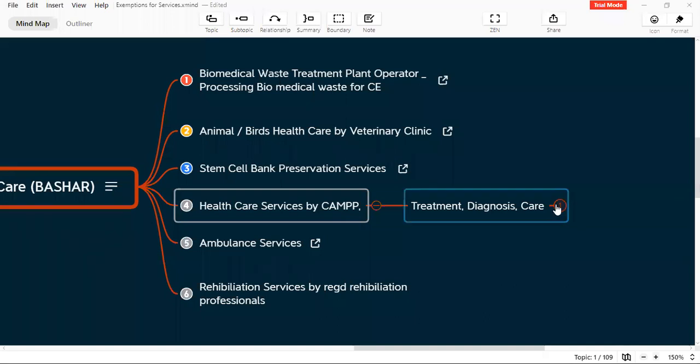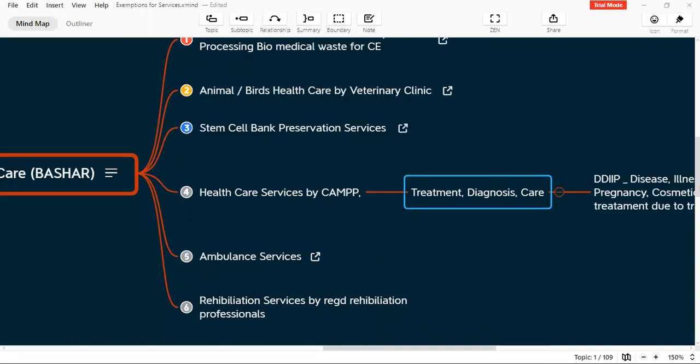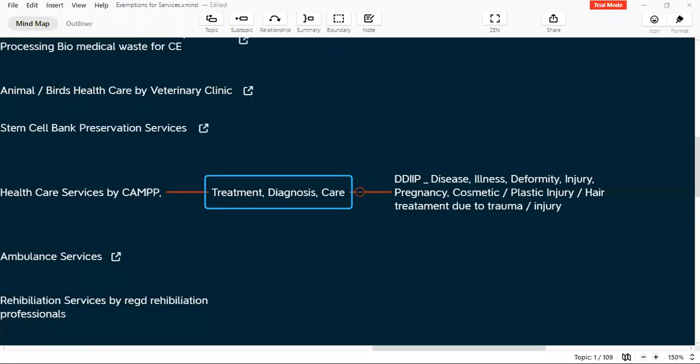So that is also important. And one more thing is what, specifically, they are covering. What type of diseases are covered? Of course, it talks about disease, basically DIP: disease, illness, and injury, and pregnancy. So these are all the treatments which they can do, and all these are exempt from GST.